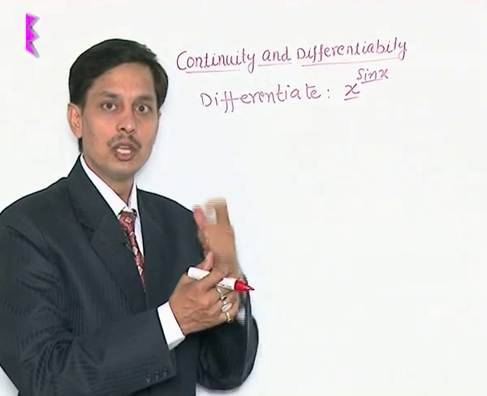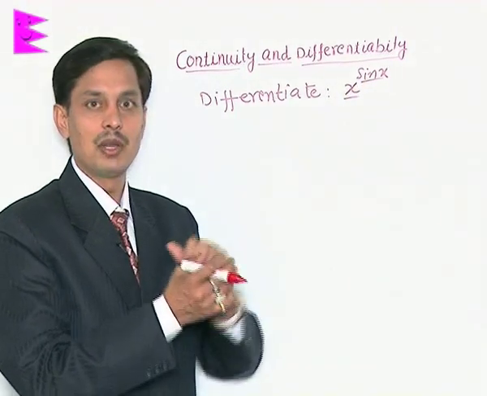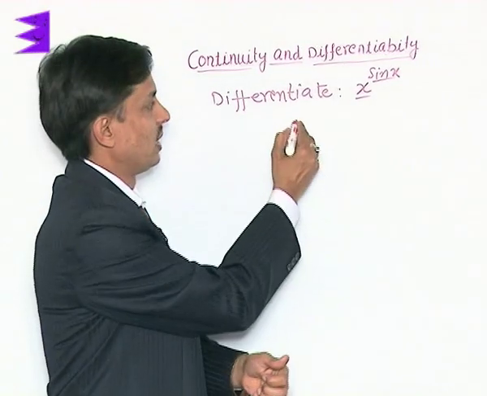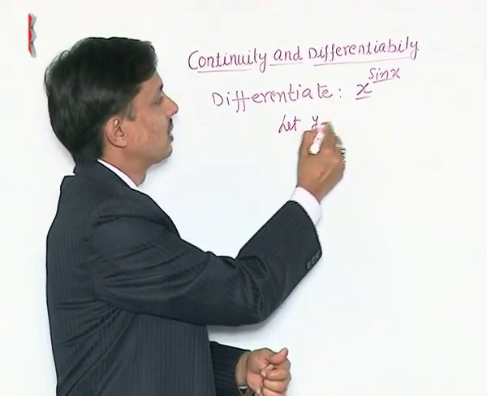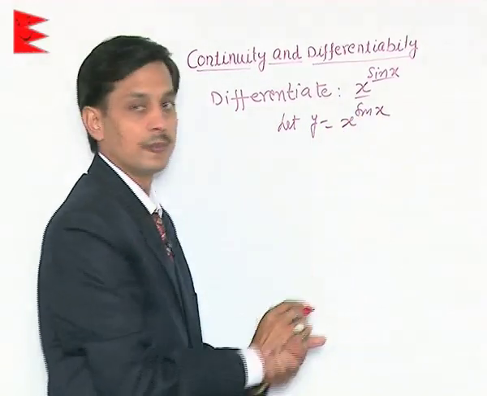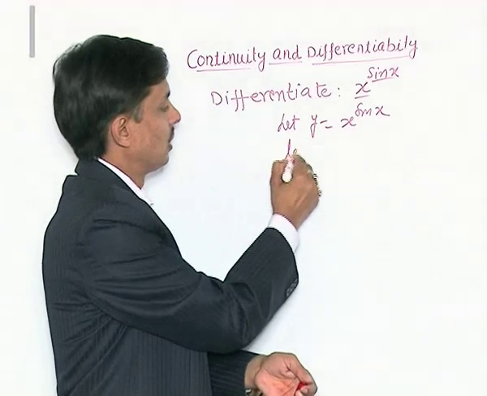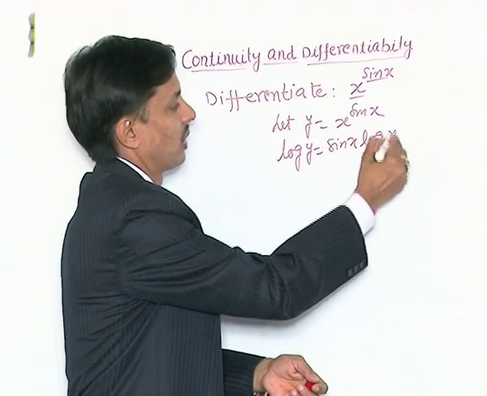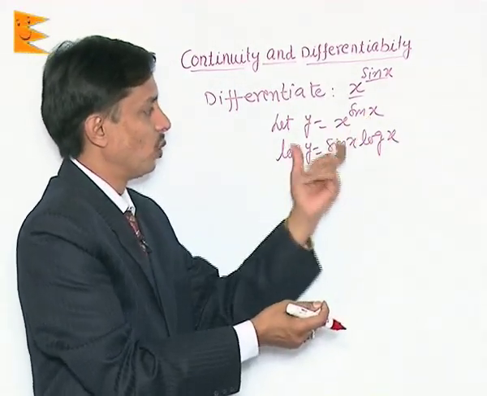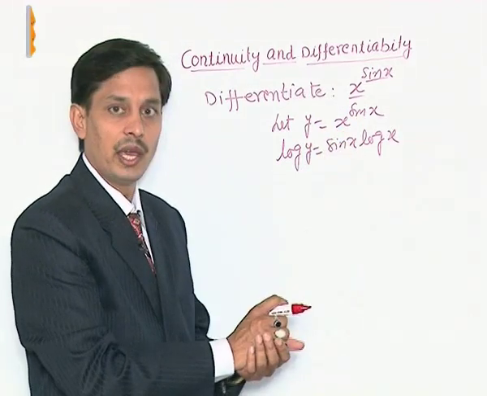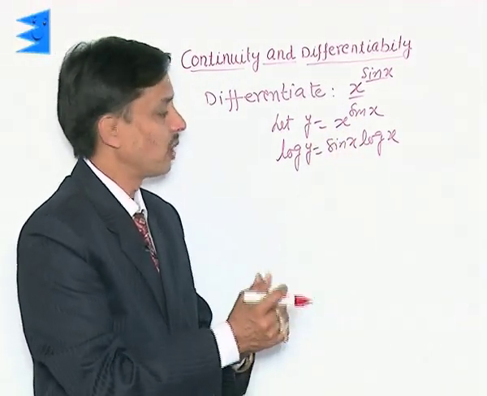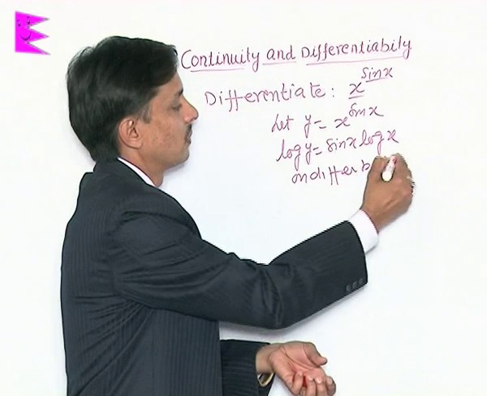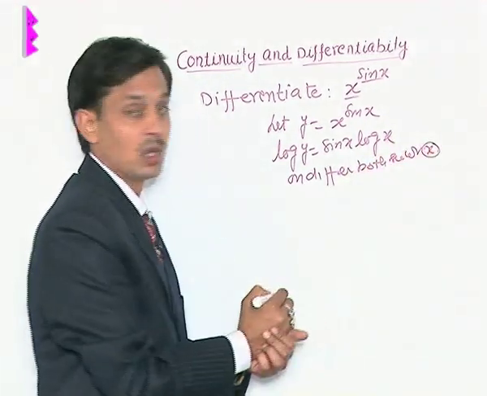So, in order to solve such problems where the base and power both are variable, we use the concept of log. That is, we suppose let y is equal to x to the power sin x. On taking log both sides, it will be log y is equal to sin x times log x. That is, if a to the power b, then b log a, using the logarithmic rule here. And now on differentiating both sides with respect to x, what will be there?